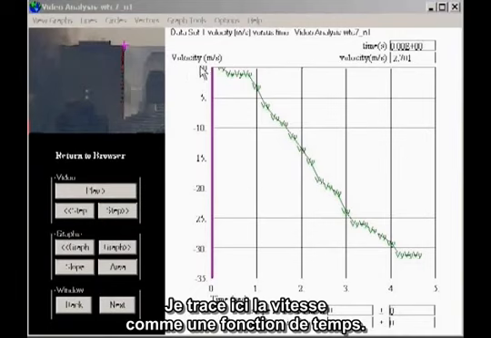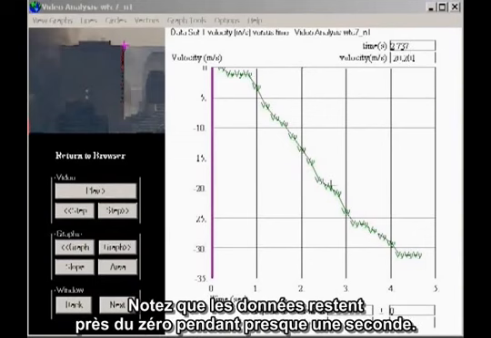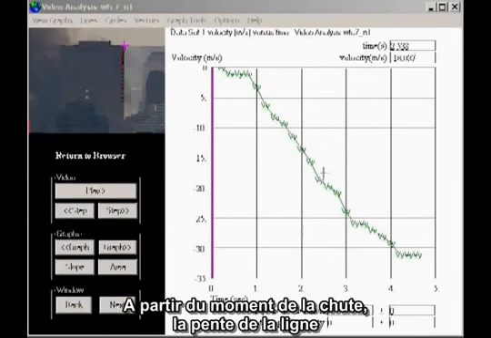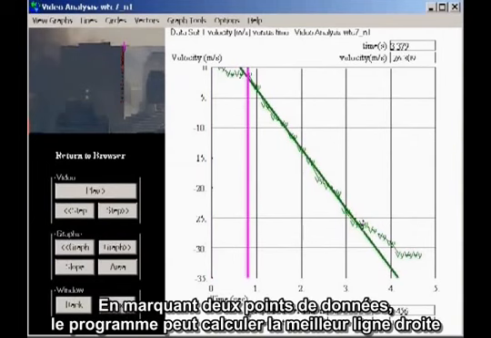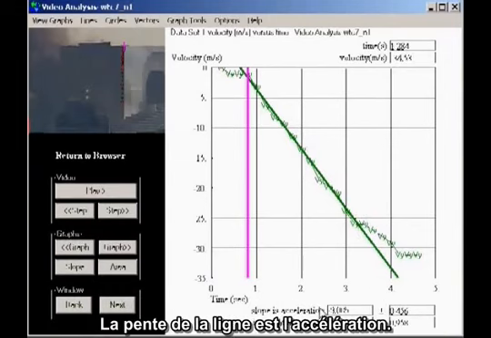I'm here plotting velocity as a function of time. The slope of this kind of graph gives the acceleration. Notice that the data hovers close to 0 for nearly a second, and then it drops precipitously. From the moment of the drop, the slope of the line appears essentially constant for about 2.5 seconds. By marking two data points, the program can compute the best straight line to fit the data for the linear portion of the graph. The slope of the line is the acceleration.